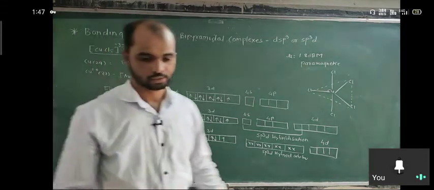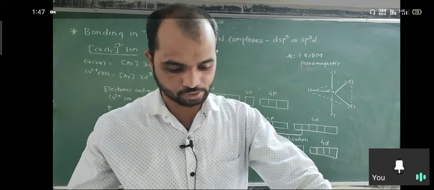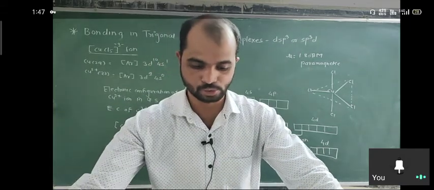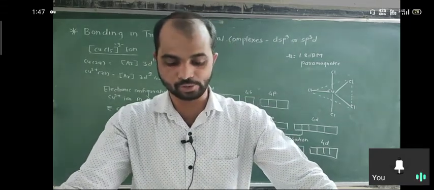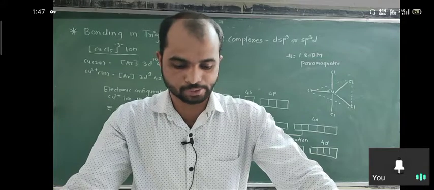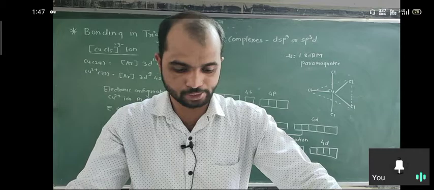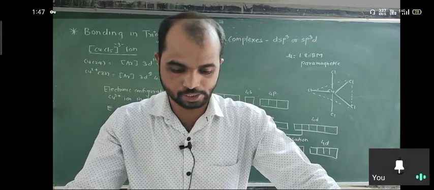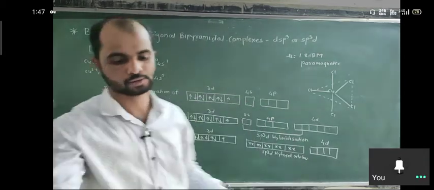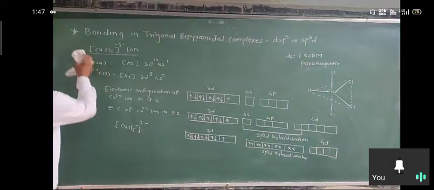So here there are some other examples given. You can try them: NiCO5, NiCN5 3 minus, then MnCO4NO. So we take one more example here, NiCN5 3 minus. The other examples you solve as homework.